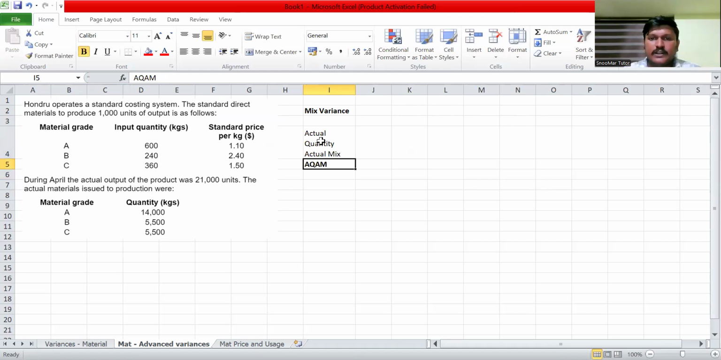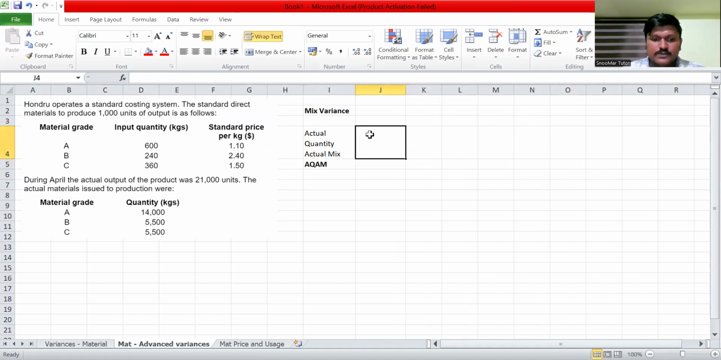So actual quantity, actual mix. So you have to take the difference of the other one, which is actual quantity at your standard mix, or in short you can call it AQSM.